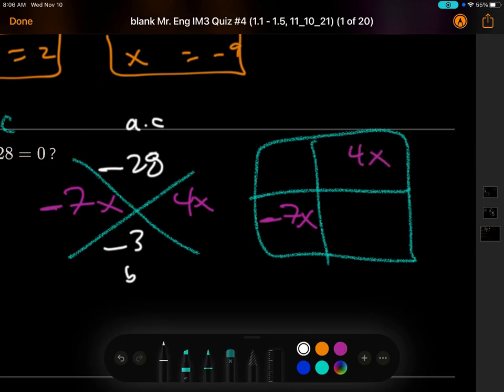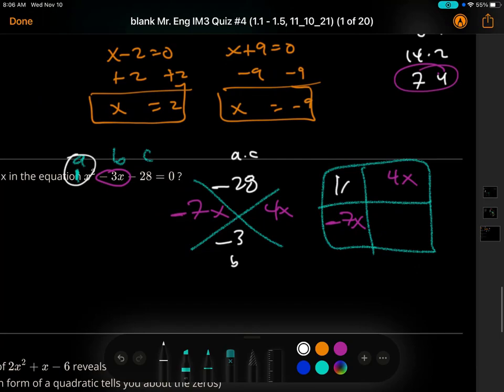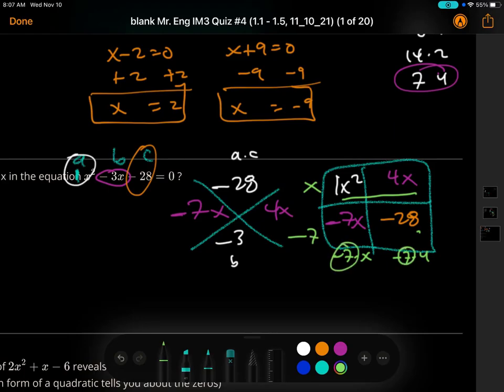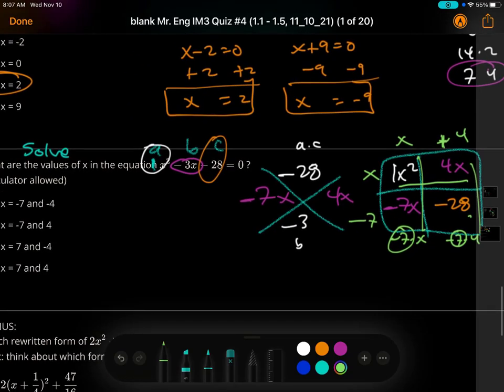4x goes in the top right. 1x squared, -28. Alright, greatest common factor in this direction is x. Greatest common factor, remember, do you see why? The greatest common factor in this direction is -7. They both have a -7 in common. This direction, x, and this one's a 4. So if I factor that, that's x plus 4, x minus 7.